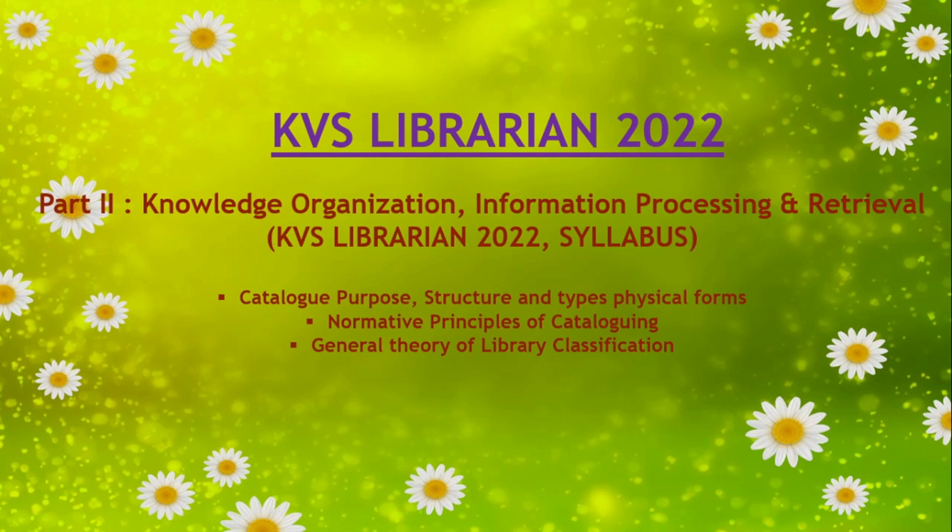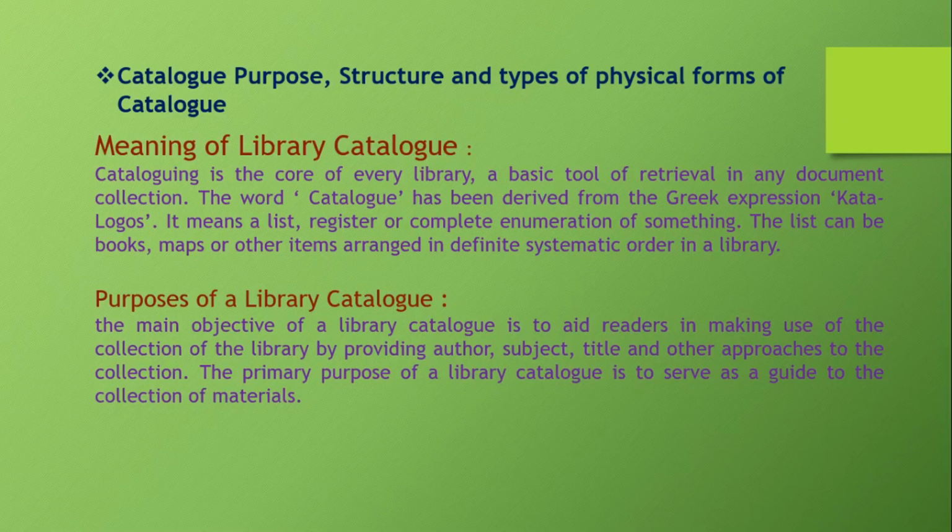Hello everybody, welcome to AimLIS second live class. Today our topics are catalog purpose, structure and types, physical forms of catalog, normative principles of cataloging, and general theory of library classification. The catalog purpose, structure and types of physical forms of catalog.